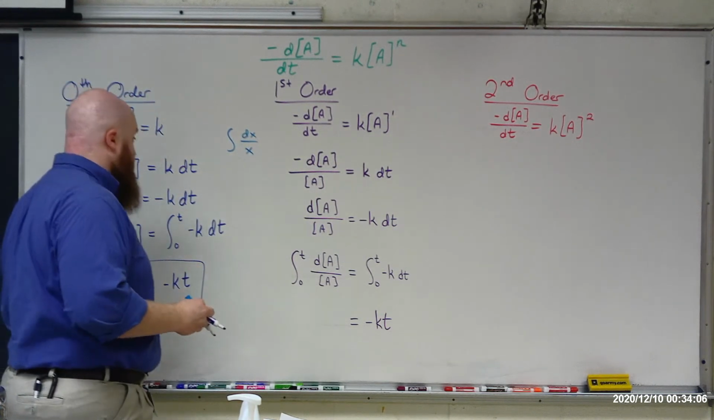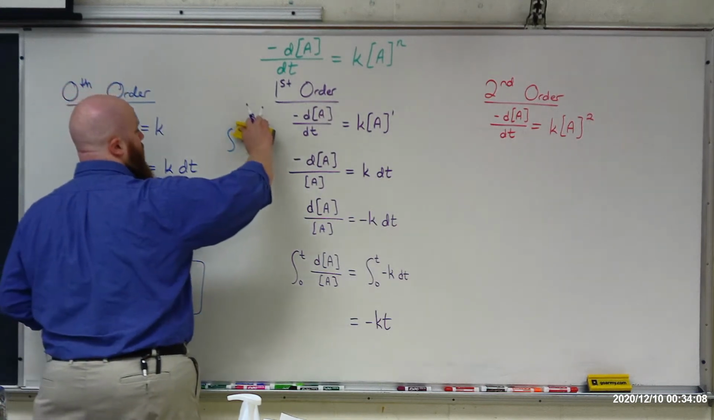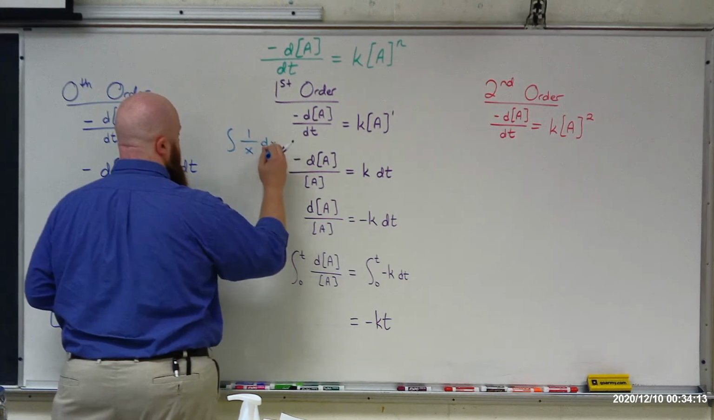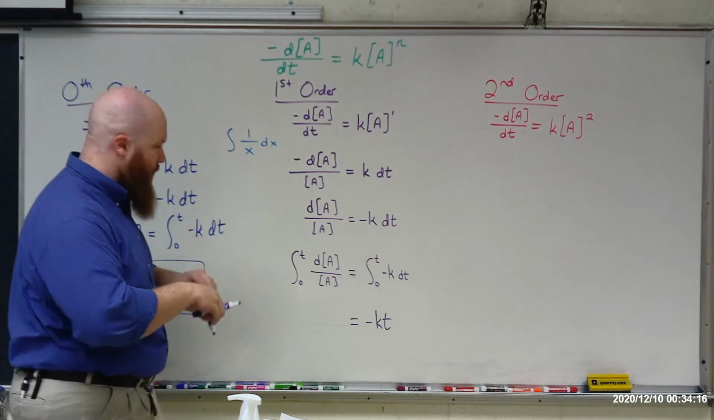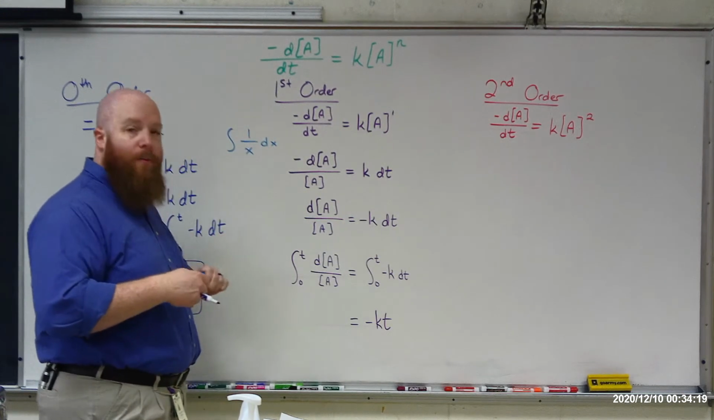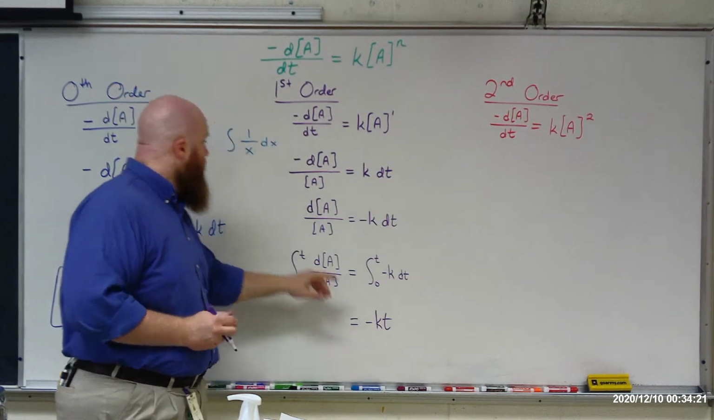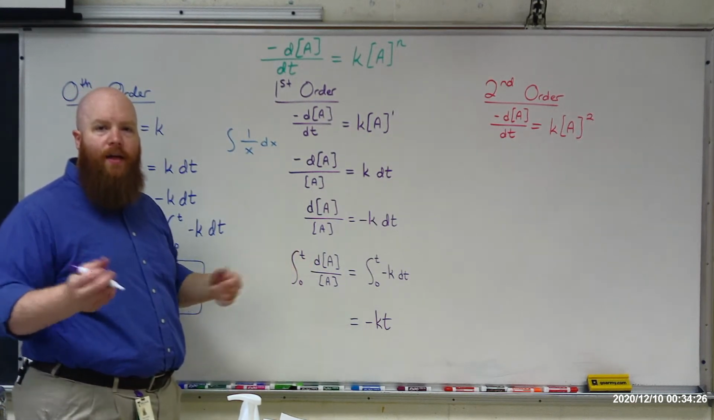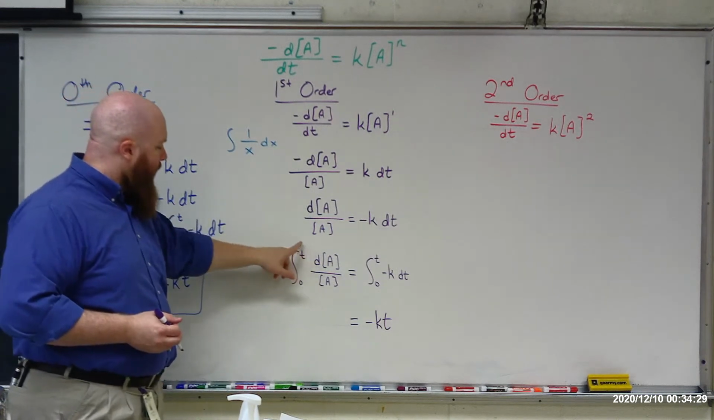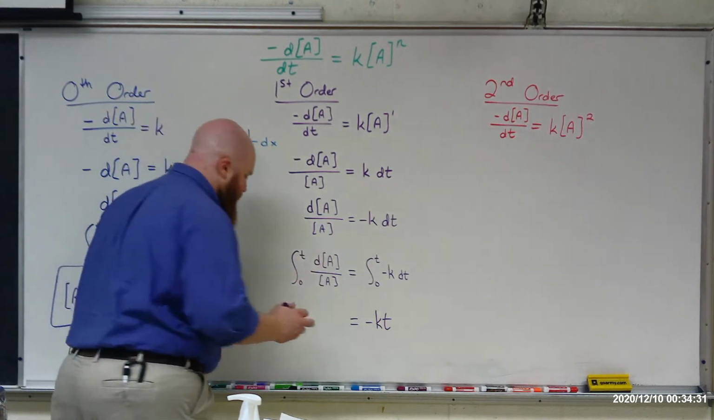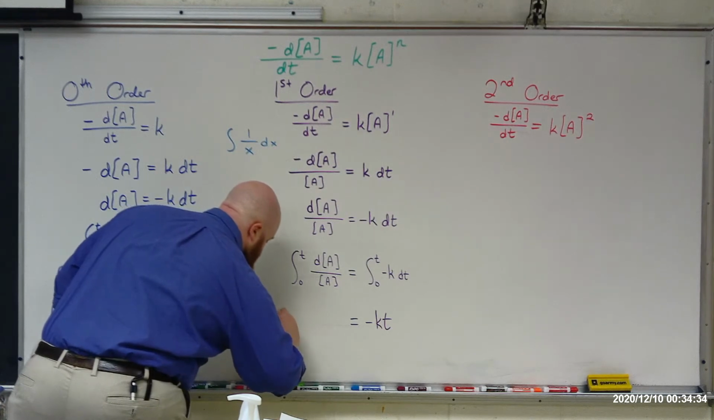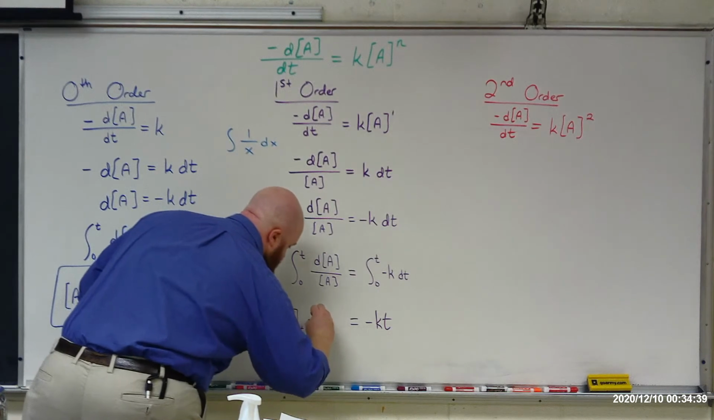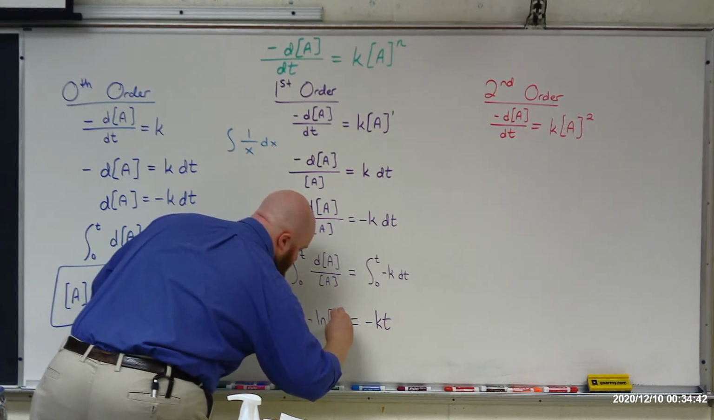And if you're still not seeing what that is, break it apart. This is really the integral of 1 over x dx, which you'll recall from your calculus studies, the integral of 1 over x dx is simply the natural log of x. Well, therefore, I can go ahead and I can complete this integration. I find out that is the natural log of the final concentration minus the natural log of the initial concentration.